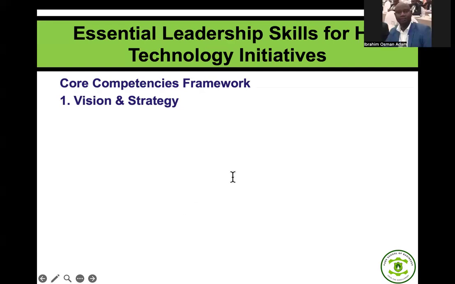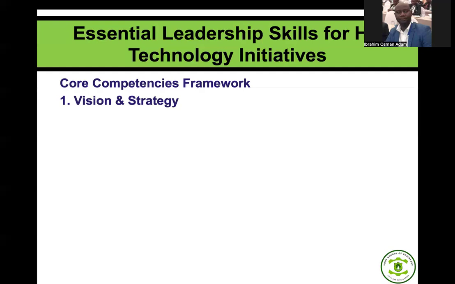Yes, please. So I'm showing that these core competencies we are talking about as essential leadership skills, we are going to organize into four focus areas. The first one we're going to look at is vision and strategy. Vision and strategy basically paints the future picture, and this is where the leadership actually begins.